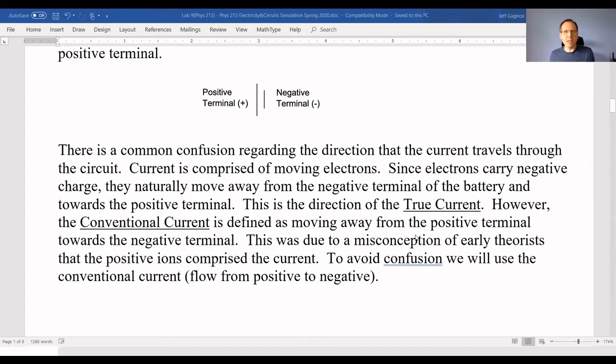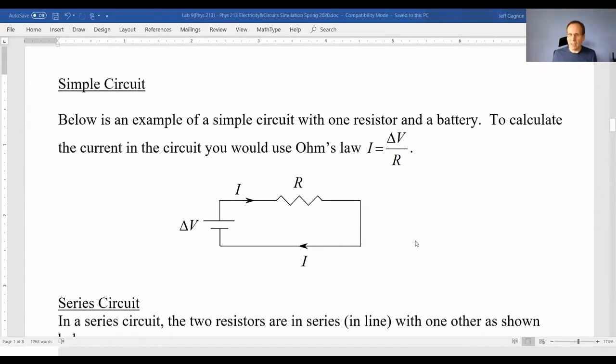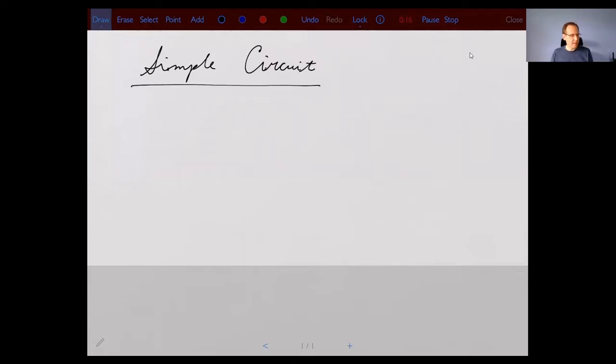Okay, I'm going to bring up the iPad and explain a little bit about simple circuits, and then the two circuits that we're going to be really interested in, something called a series circuit and a parallel circuit. Okay, so let me talk about a simple circuit first. A simple circuit is just going to consist of a voltage source, like a battery, and a resistor.